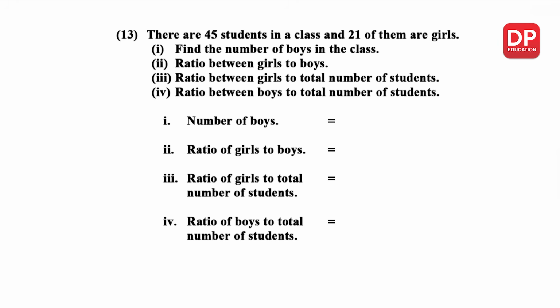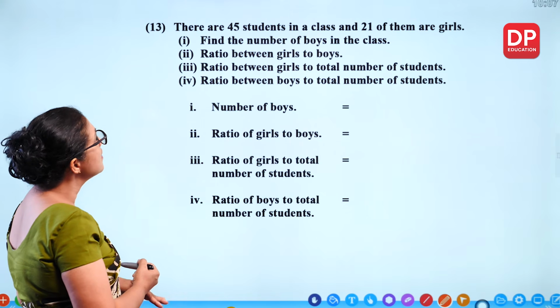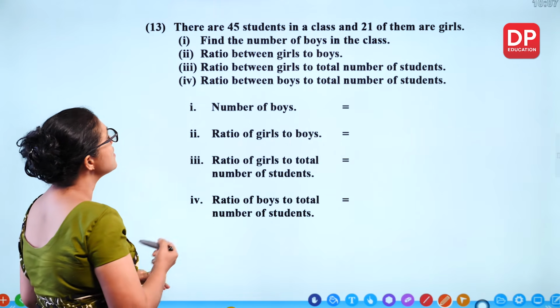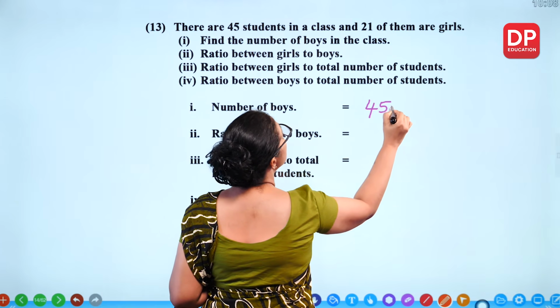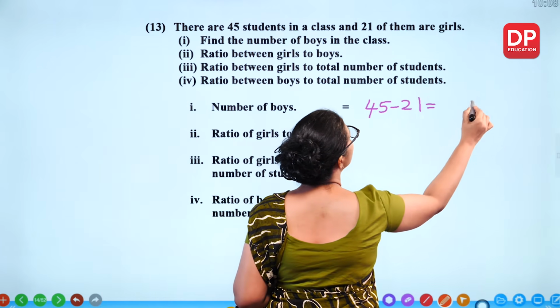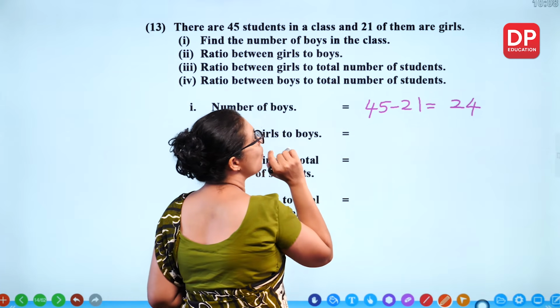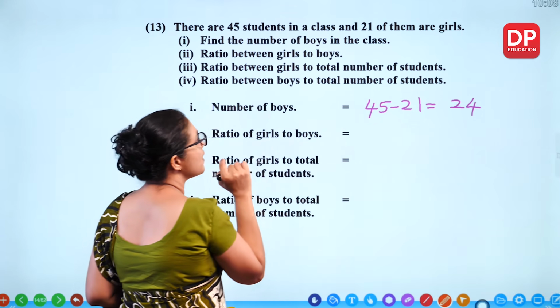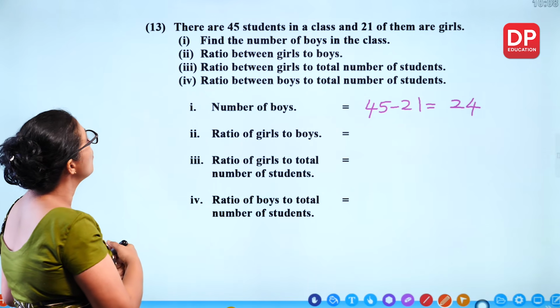Look at this problem. There are 45 students in a class and 21 of them are girls. Find the number of boys in the class. So how do you find out the number of boys? You subtract 45 minus the number of girls. What's the value? 24. 24 plus 21, you get 45. So the number of boys is 24.